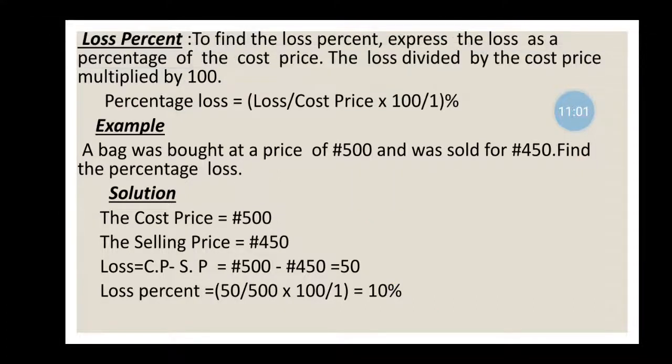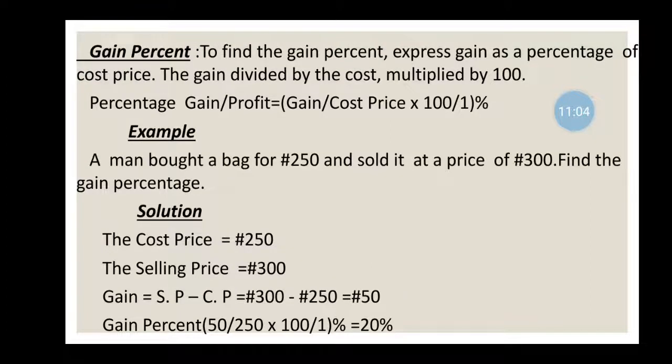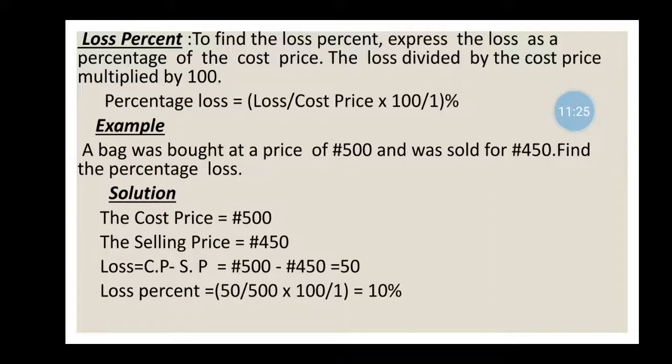So you just have to know how to calculate your gain percent and your loss percent. The formula for gain percent, once more, is gain over cost price times 100 over 1%. Then the loss percent is loss over cost price times 100 over 1%. Know that your gain or profit is made when the selling price is more than the cost price, and your loss is made when the cost price is more than the selling price.